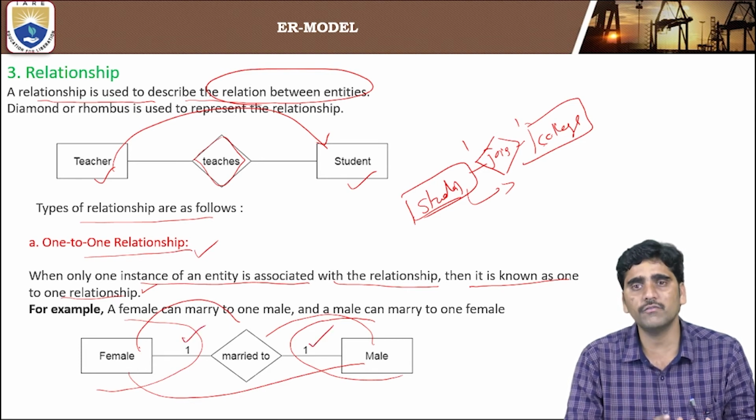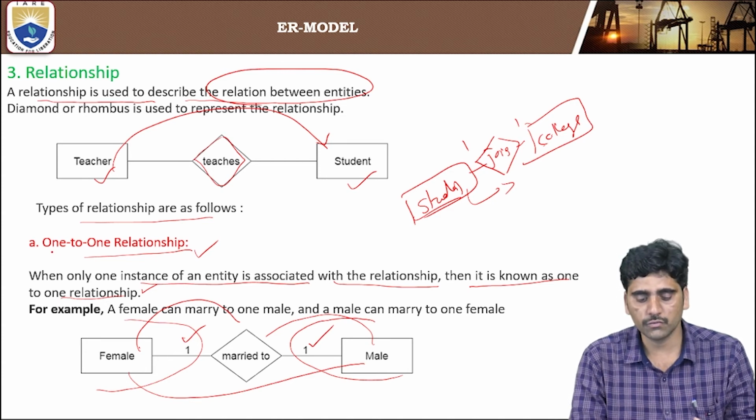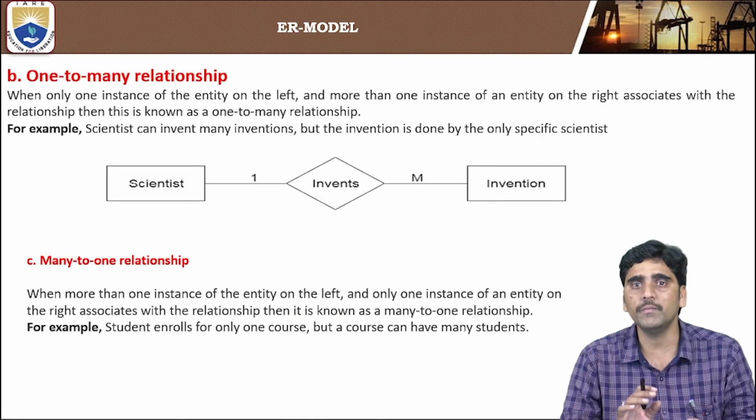So from the left side one instance and right side one instance. So that's why you can say that it is only a one to one relationship. And the second one is what? One to many relationship.